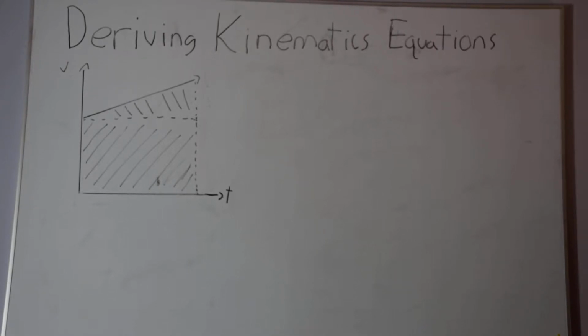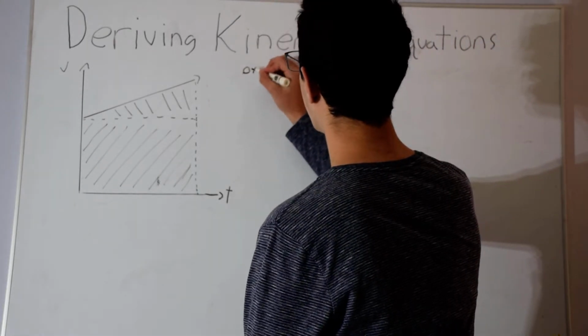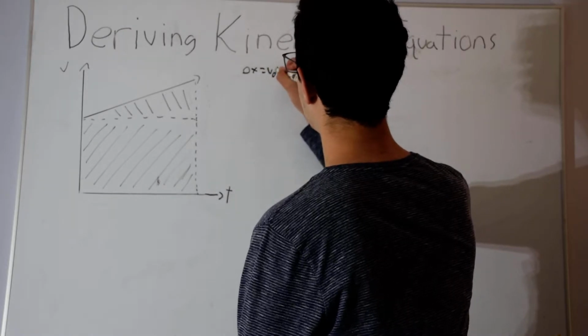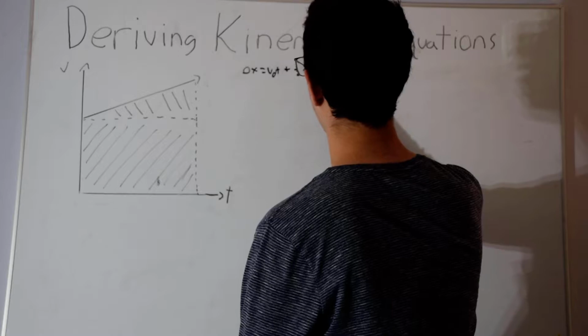Hey guys, so I thought I'd do a quick little video deriving the kinematics equations because I think it's really useful to understand where they come from instead of just blindly believing them. Okay, so let's start by deriving the equation change in x equals v0t plus 1 over 2at squared.